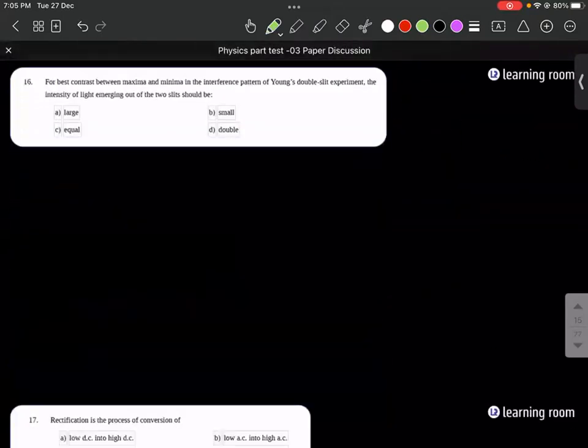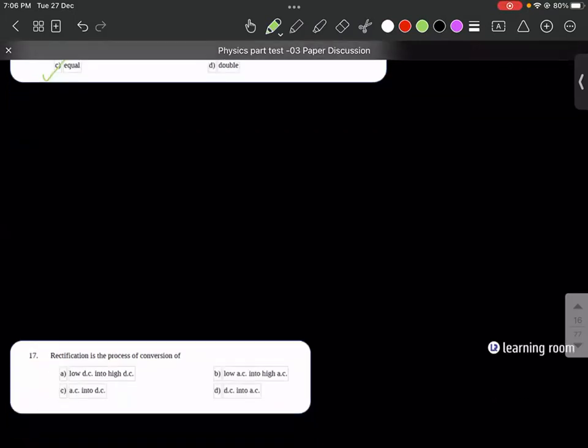For best contrast between maxima and minima in the interference pattern of Young's double slit experiment, the intensity of light emerging out of the two slits should be equal. Best contrast means you need to have the best intensity present on the screen. If you consider both the lights to be of the same intensity, then the pattern will be more clear.